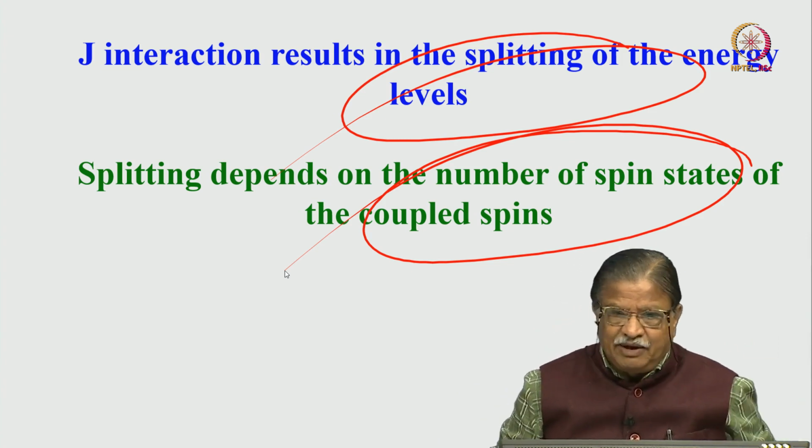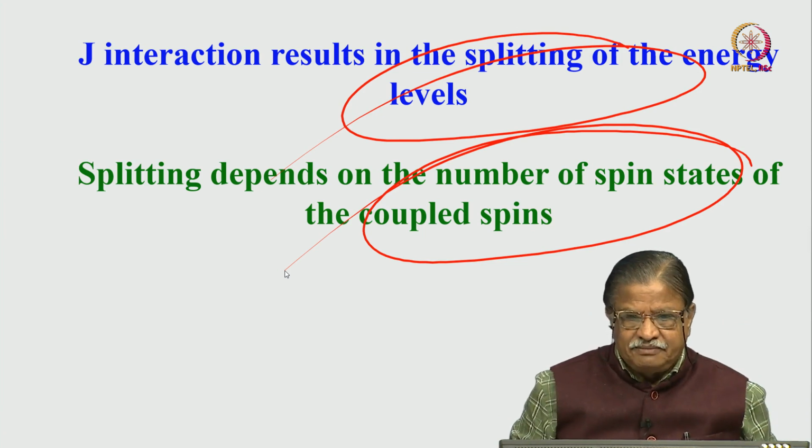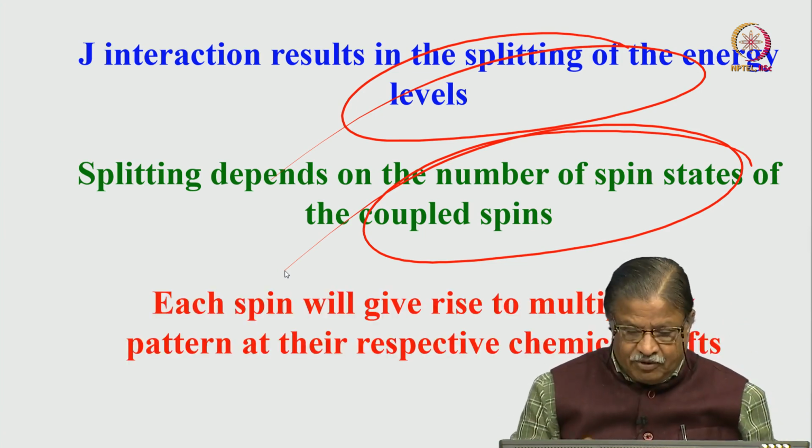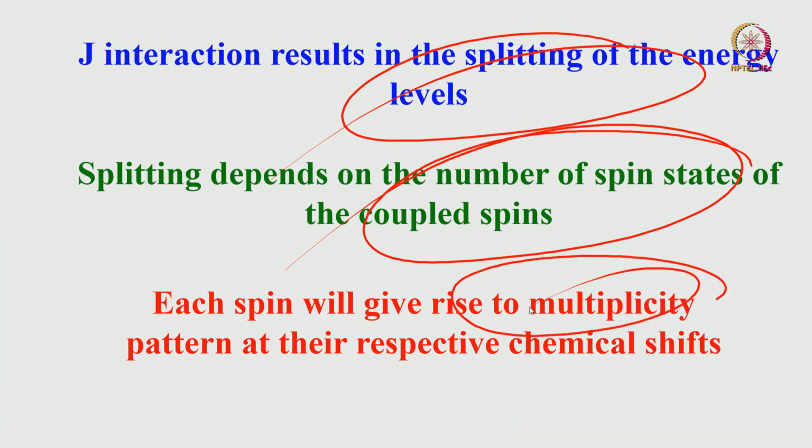I explained this to you earlier. The number of possible spin states goes as 2 to the power of n. We will understand that now in more detail. Then each spin will give rise to a multiplicity pattern at its respective chemical shift position, based on how many spins it is coupled to and how it is interacting. That will decide the multiplicity pattern.